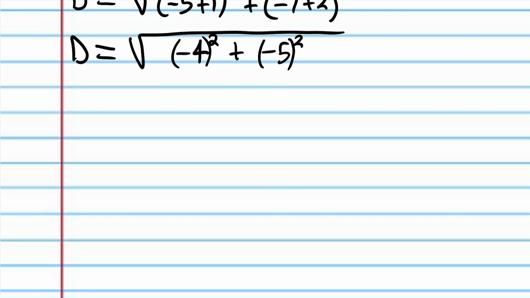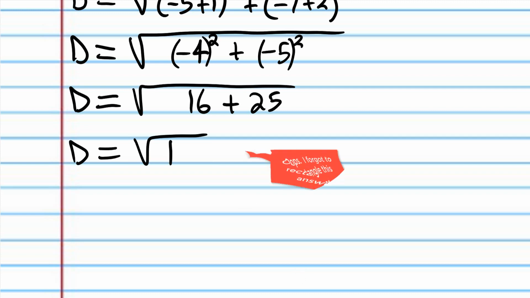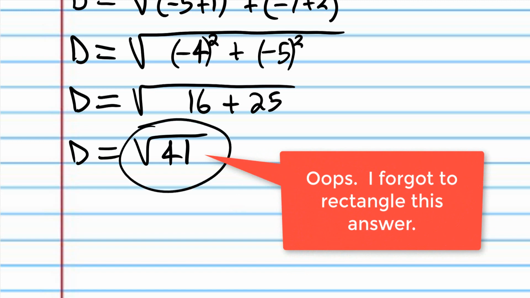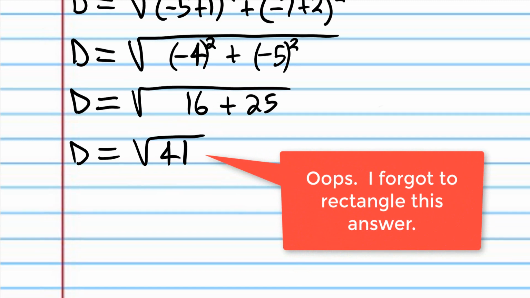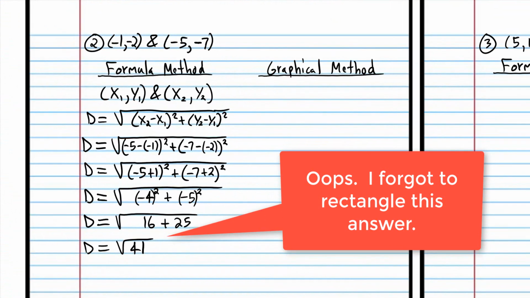So negative 4 squared is 16, and negative 5 squared is 25. So now we just add those up, and I think we get 41. And you really can't do anything with that, so we just leave it as square root 41. So that is the formula method.